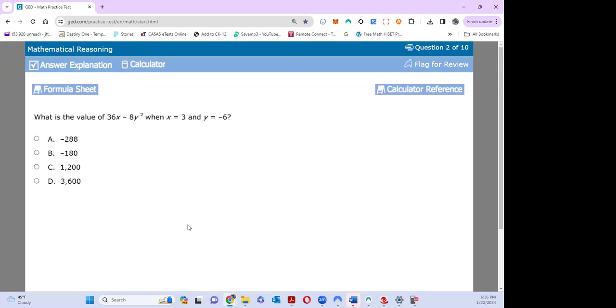Okay, so let's start. I'm starting the timer. What is the value of 36x minus 8y squared when x is 3 and y is minus 6? And you can use your calculator starting now. And A, B, C, or D, send me your answer in the chat.